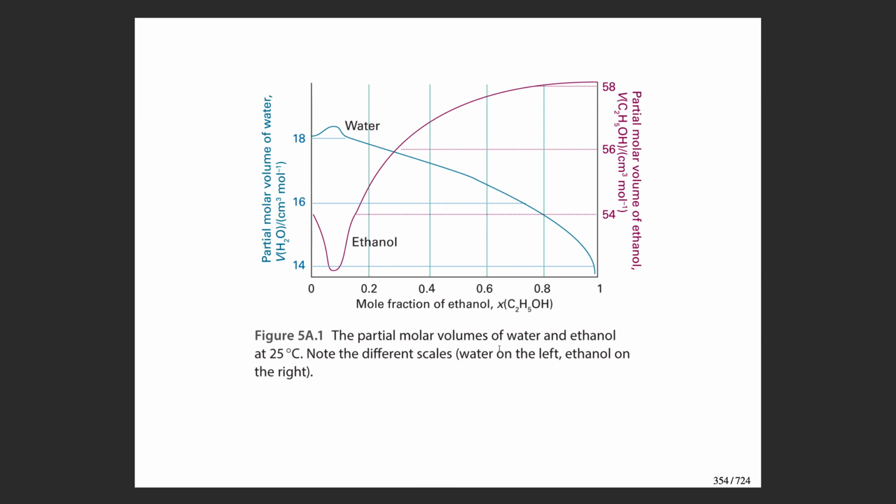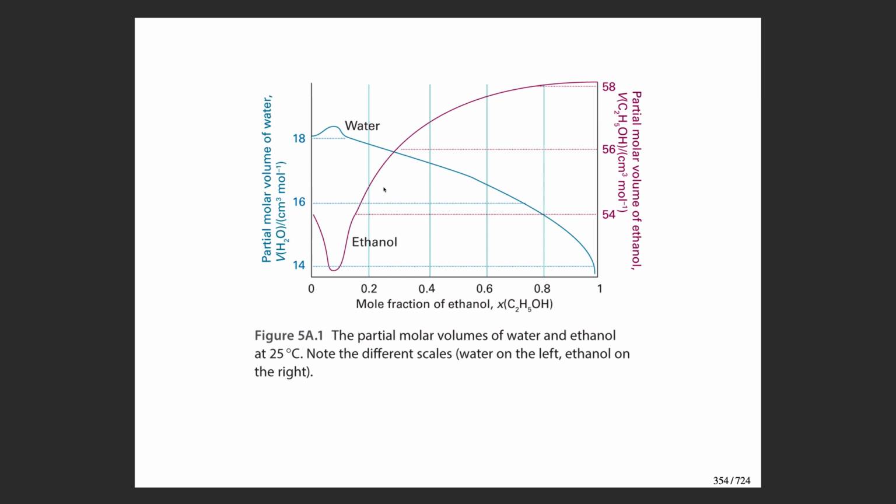Here is a graph showing us the partial molar volumes of ethanol and water in an ethanol and water solution. We're plotting the molar volumes as a function of the mole fraction of ethanol. So here on this side of the graph, there is no ethanol present in the system. On the other side of the graph, it's pure ethanol. So over here we have pure water, and over here we have pure ethanol.